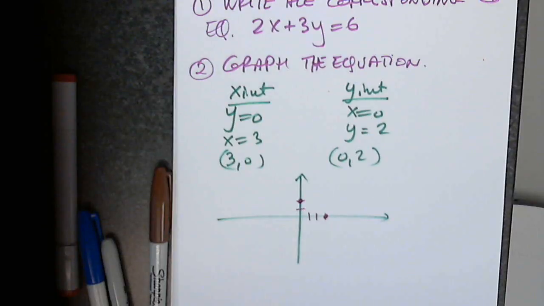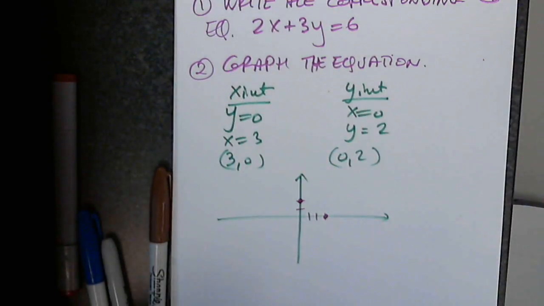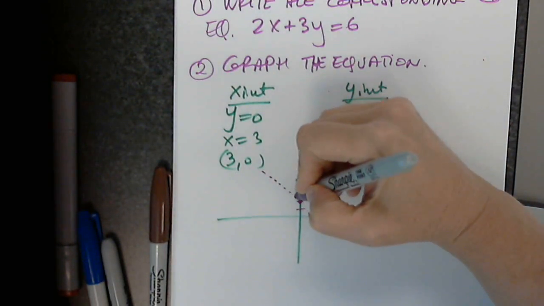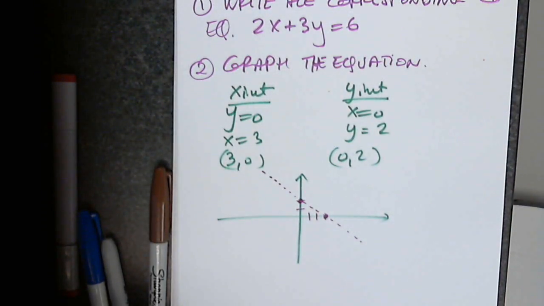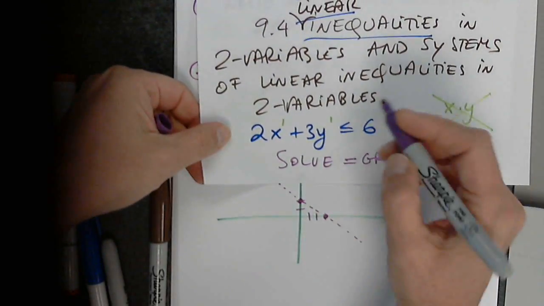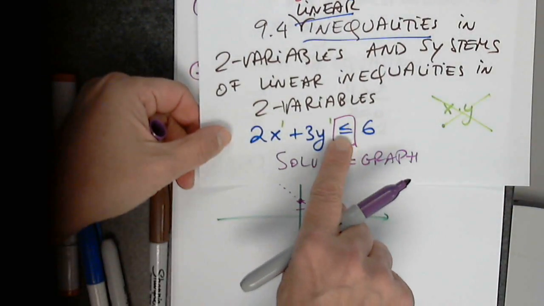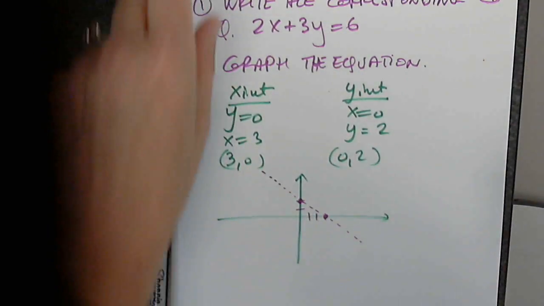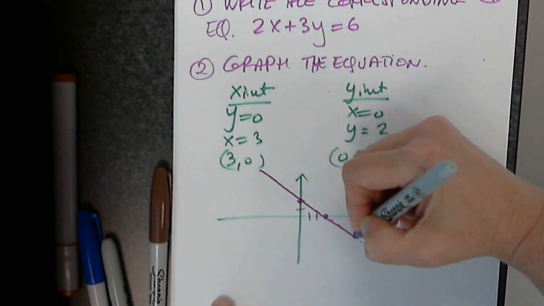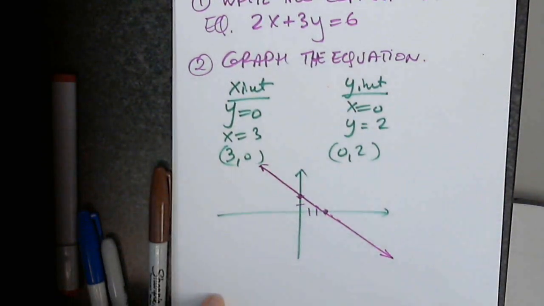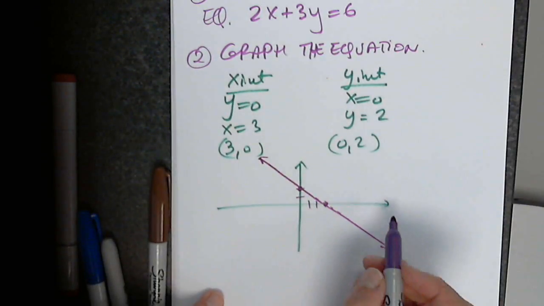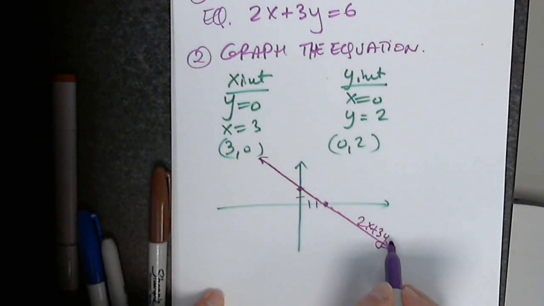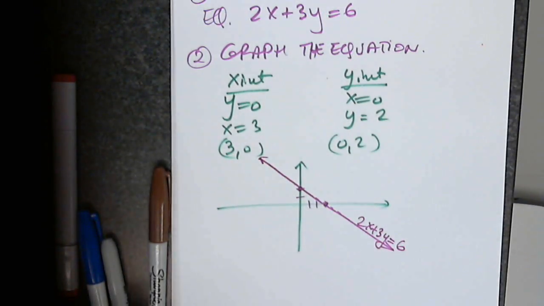I plotted the points. Do not graph the line just yet. I have to make a decision whether this will be a dashed line or a solid line. The answer is given by this symbol. If this symbol has the equal symbol, then the line will be solid. I have to write the equation somewhere near the line. Wherever you want, above or below, but please write close to the line: 2x plus 3y equals 6.